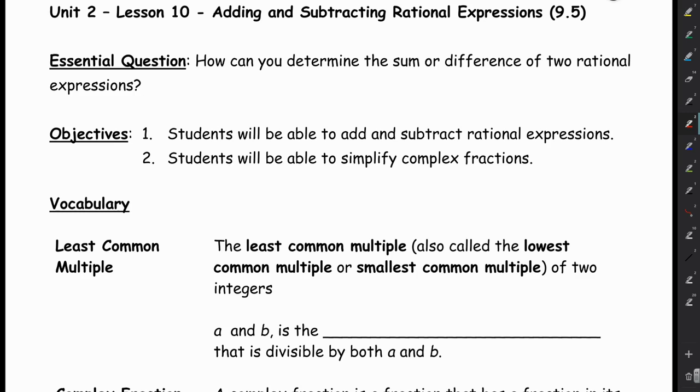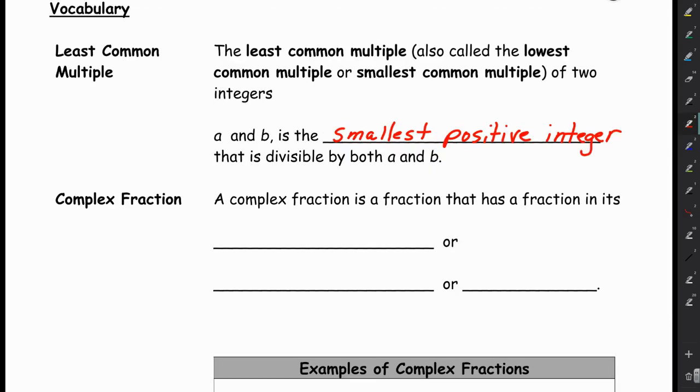So we have some vocabulary here, the least common multiple. The least common multiple, also called the lowest common multiple, or the smallest common multiple of two integers, a and b, is the smallest positive integer that is divisible by both a and b. A complex fraction is a fraction that has a fraction in its numerator or denominator or both.